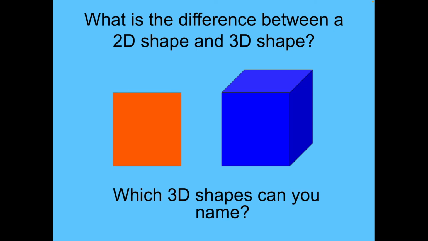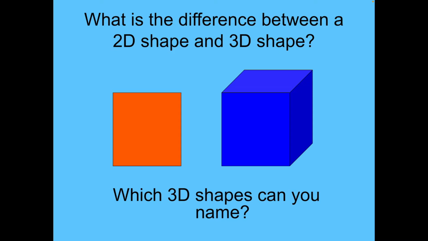So yesterday we looked at 2D shapes. What is the difference then between a 2D shape and a 3D shape? So you'll see I have an orange square and a blue cube. Well, the difference between these two is that the 2D square is flat. It has no depth to it, whereas the blue cube, that has depth to it. It has a three-dimensional side to it. It's not flat. I can hold it. It's a solid shape.